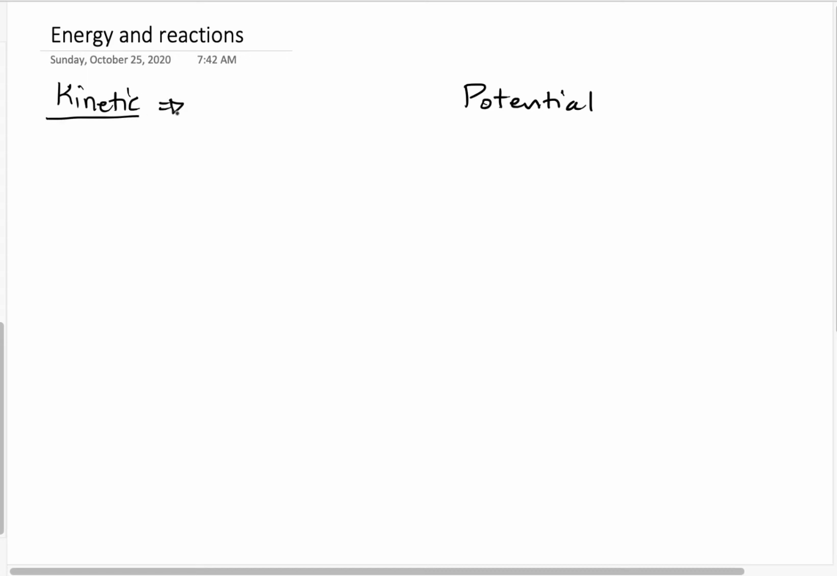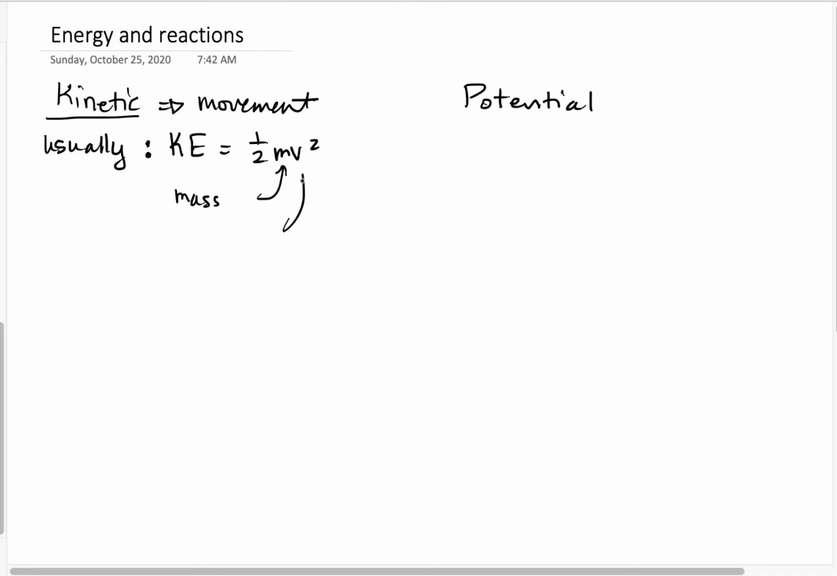The name kinetic relates to movement, and this is what kinetic energy is about. Usually when we talk about kinetic energy, we're going to be using this idea of particles moving, and that the kinetic energy of those particles is equal to 1/2 mv squared, where m is the mass of the particle and v is the velocity. This is really a vector quantity, but we're not going to worry about that in this class. Vectors mean that they have size and direction.